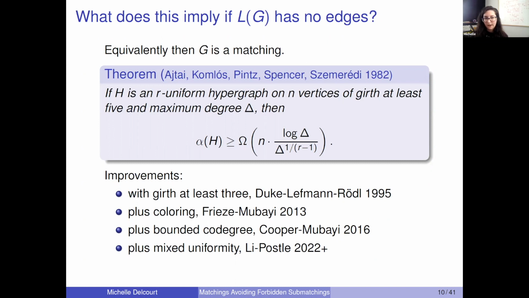We really do need that for our applications. So we actually show something very strong in this vein as well. So we show all of this, except not with this girth 3 condition. So we're able to do mixed uniformity, girth at least 5 in our main technical theorem.